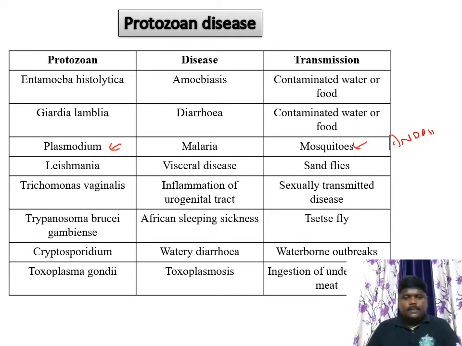Leishmania donovani is an important one which will cause a visceral disease. Same way, Trichomonas vaginalis affects the urinogenital tract of females, a sexually transmitted disease. Whereas the tsetse fly is a very important fly which causes an interesting disease called African sleeping sickness, where the patients will keep on sleeping. After a couple of slides we can see it in detail. And watery diarrhea will be caused by Cryptosporidium, and Toxoplasma gondii causes toxoplasmosis, where the ingestion of meat will occur.